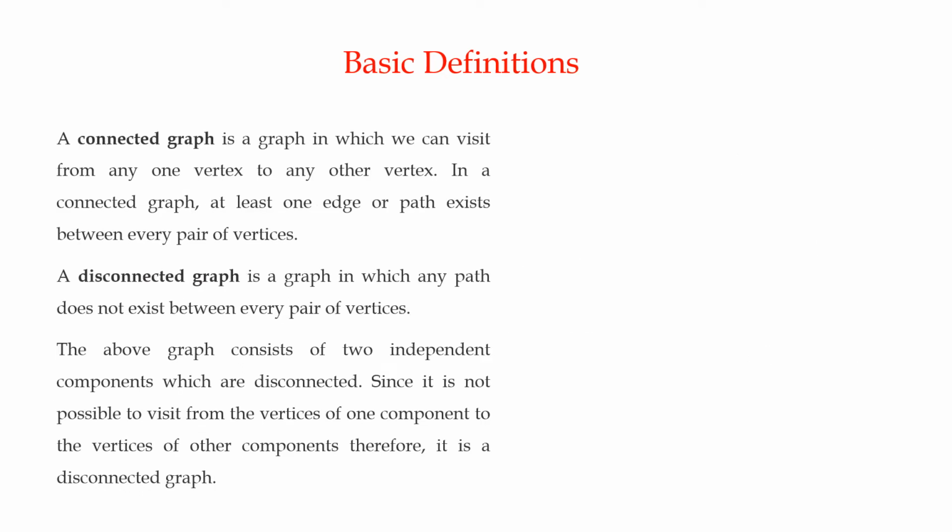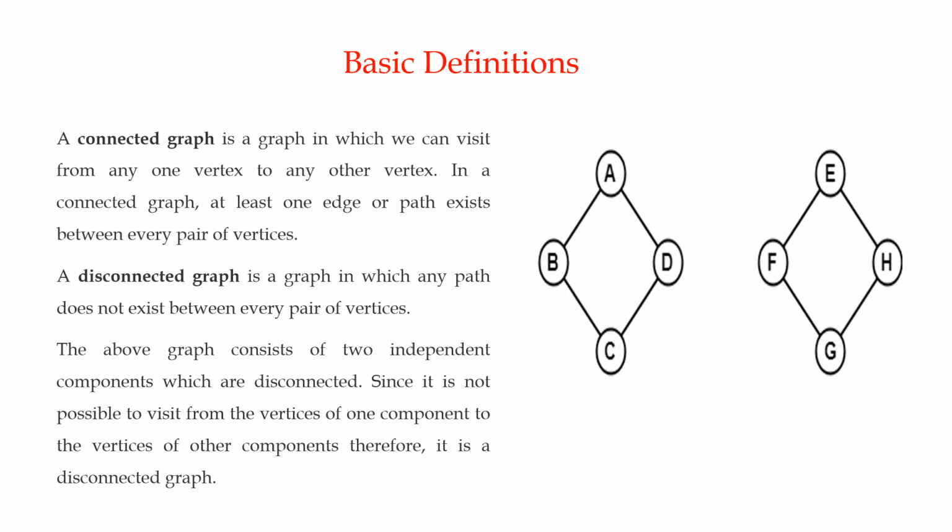A connected graph. A connected graph is a graph in which we can visit from one vertex to any other vertex. That means between any two vertices there is a path. A disconnected graph is a graph in which a path does not exist between every pair of vertices. Here we are seeing the disconnected graph.